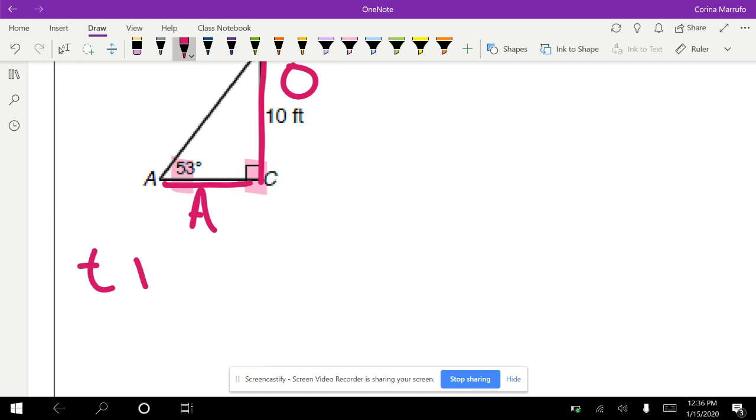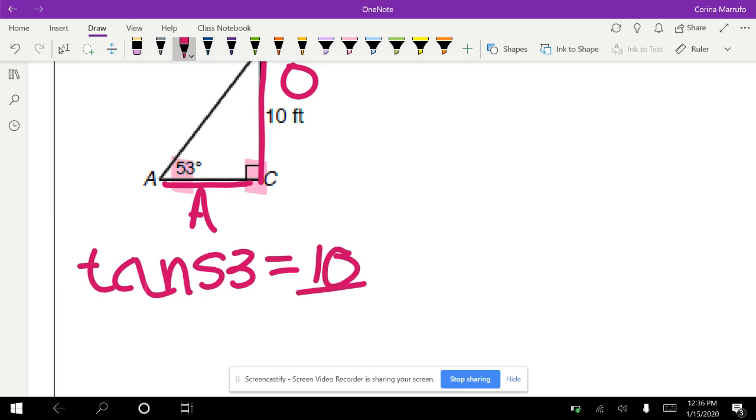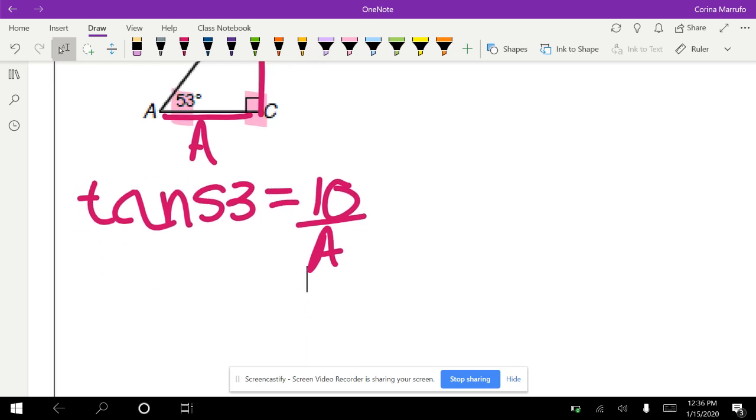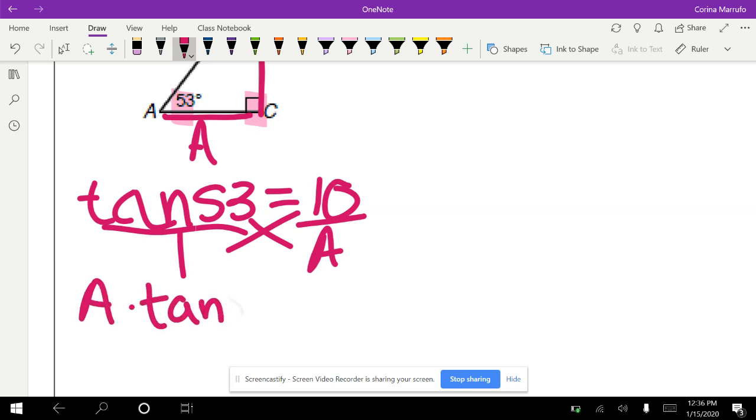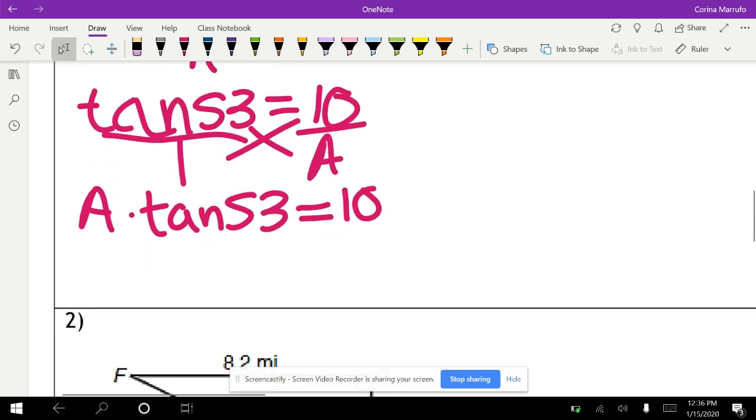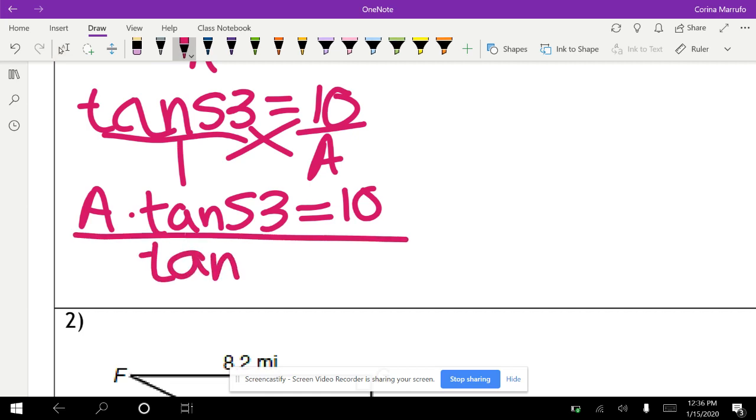So we set it up: tangent of 53 degrees equals the opposite, 10, over our adjacent. We don't know what our adjacent is; that's what we're looking for. Since we are looking for our adjacent side, we are going to cross multiply. We end up getting A times tangent of 53 equals 1 times 10, which is 10. Our last step to solve for A is to divide both sides by tangent of 53.